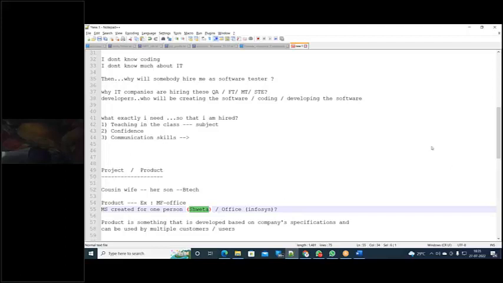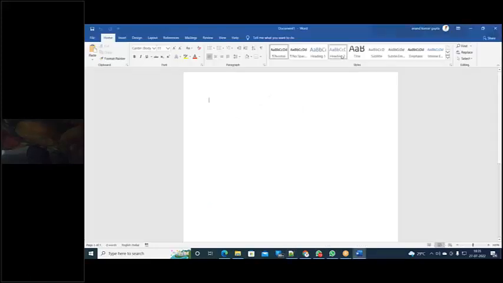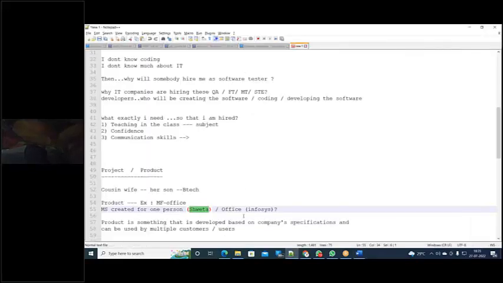Individual people like Teja and Koteshwari will not go and tell Microsoft to create it with these specifications. No. Microsoft itself will say, these are my specifications, and based on the specifications, I'll create my product.